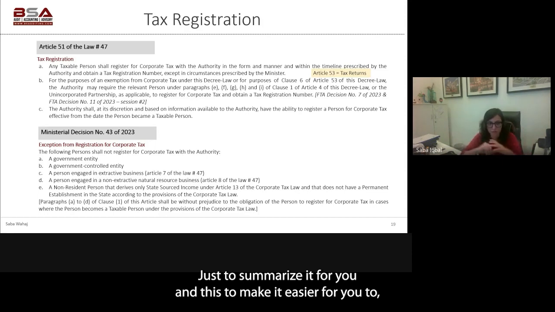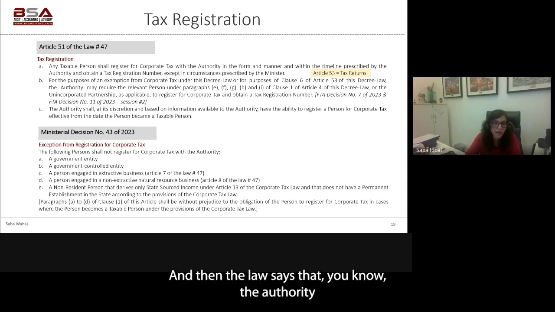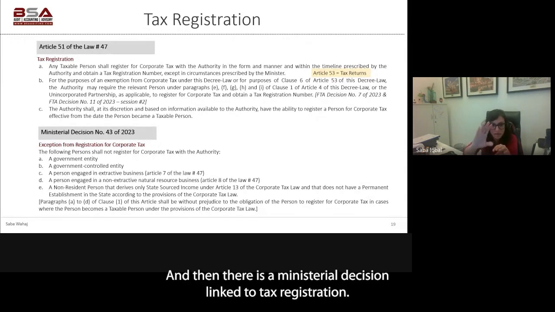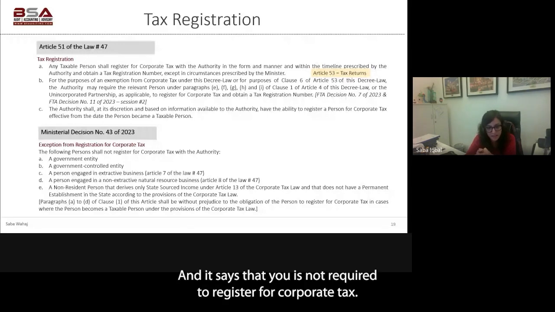Just to summarize it for you and to make it easier to read, that's what the law says. The law says that the authority has the ability to register anybody from any effective date. And then there is a ministerial decision linked to tax registration, ministerial decision number 43, which says who is not required to register for corporate tax.